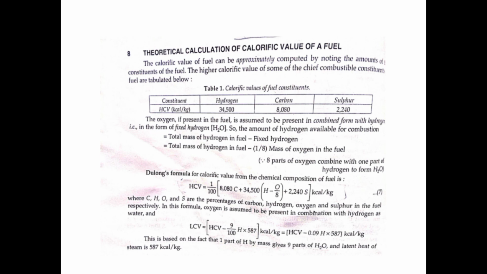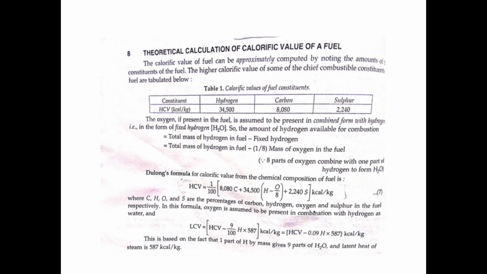According to Dalton's formula, the theoretical method for measuring calorific value, after knowing the hydrogen, carbon, sulfur, and oxygen percentages, we use the formula HCV = 1/100 [8,080 × percentage of carbon + 34,500 × (H − O/8) + 2,240 × percentage of sulfur], where H means percentage of hydrogen and O percentage of oxygen.